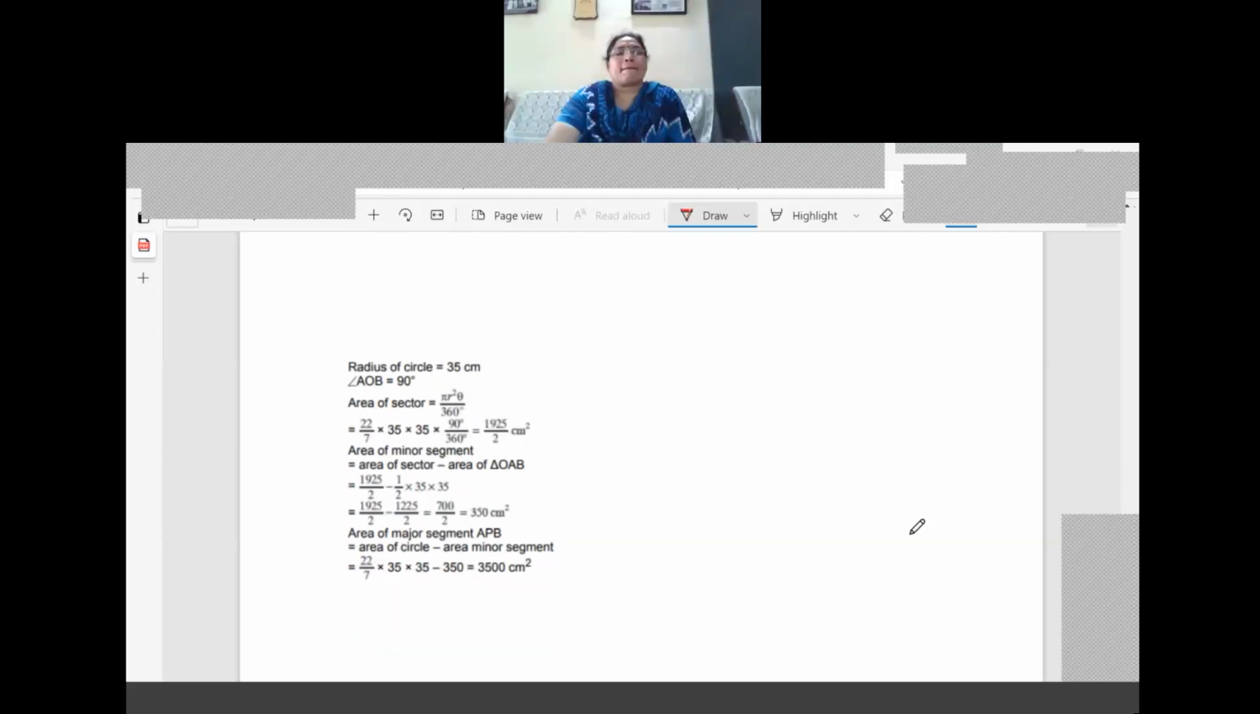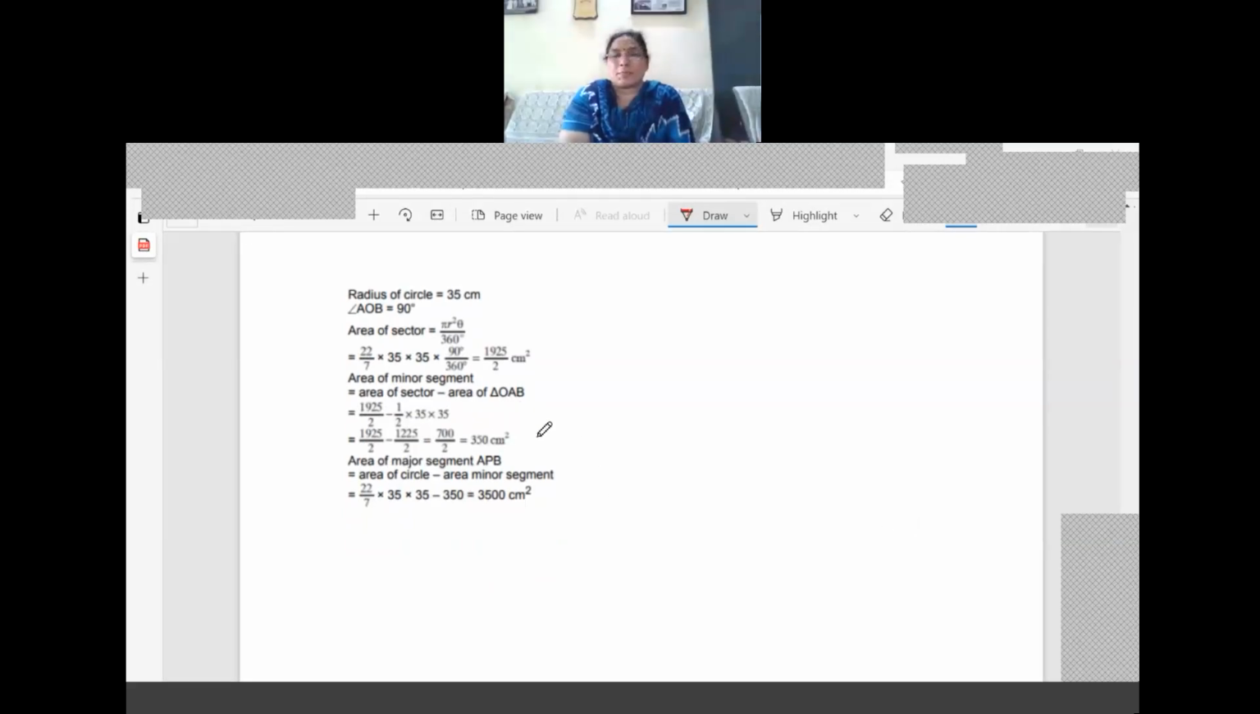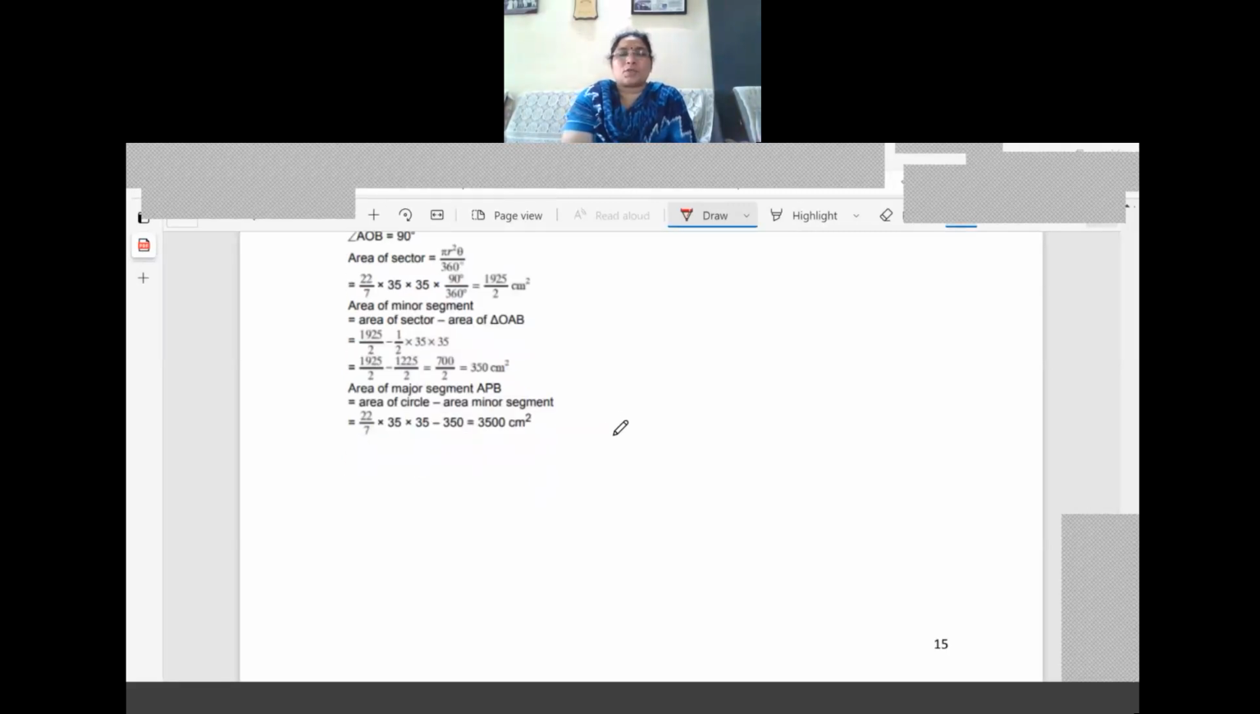Radius 35, angle AOB equal to 90 degree only. Area of the minor segment 350. You have to get that. Are you getting? Yes, ma'am. Okay. Now area of the major segment is area of the circle minus area of the minor segment only. You can use our own formula only. There is no need of going like this also. Area of the circle minus area of the minor segment. What is the answer? 3500 centimeter square is the correct answer.